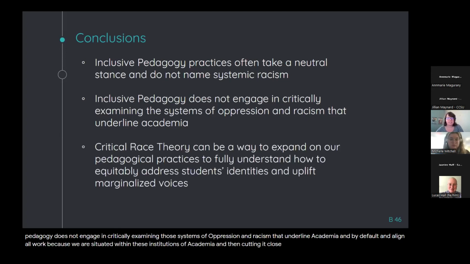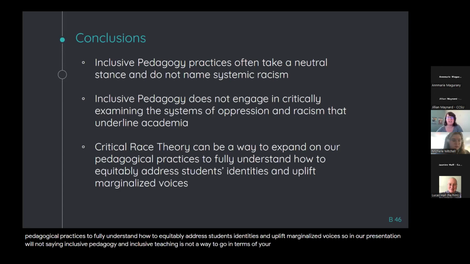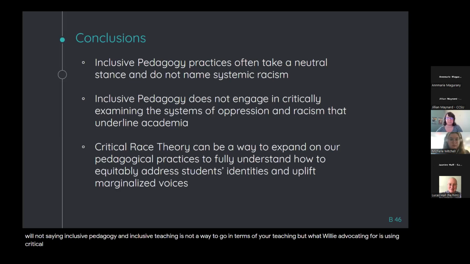And then critical race theory can be a way to expand on our pedagogical practices to fully understand how to equitably address students' identities and uplift marginalized voices. So in our presentation, we're not saying inclusive pedagogy and inclusive teaching is not a way to go in terms of your teaching, but what we're really advocating for is using critical race theory to further think about those practices and what you're bringing into your classroom.